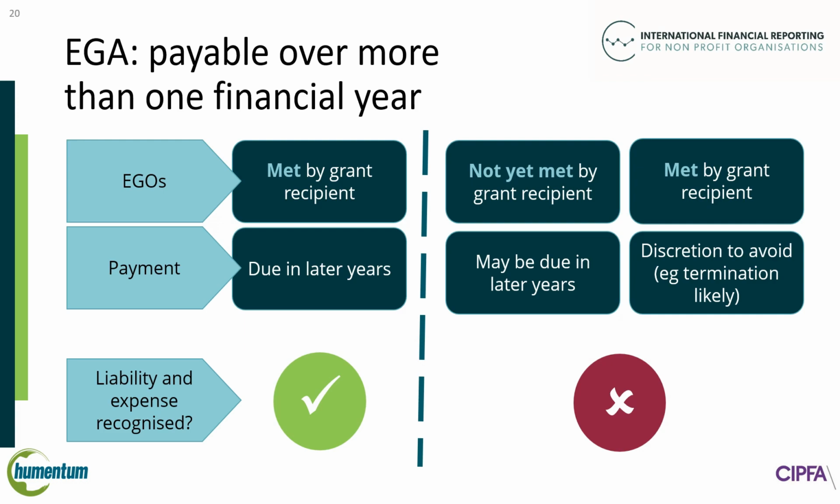For example, a grant-providing NPO may have made a commitment to provide grant funding over a number of years, but has the right to terminate the EGA. If the likelihood of termination is real, then a constructive liability is unlikely to arise for payments related to periods after the review date.